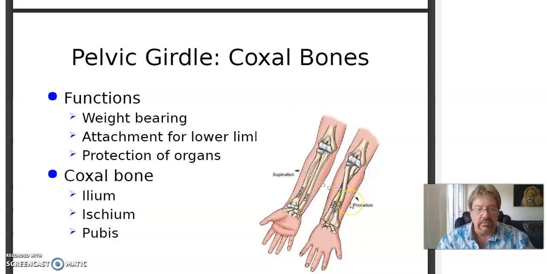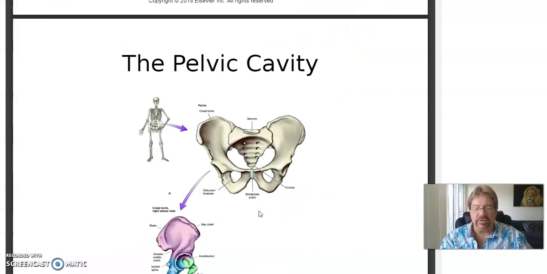Okay, the pelvic girdle is actually 3 bones fused into a single one. Functions: weight bearing. It bears the weight of the upper body and the head and all. Attachment for lower limbs, protection of organs. The 3 bones that make up the coxal bones, or the hip bones, are the ilium, the ischium, and the pubis. Let's see if we got a picture. Here they are. Okay.